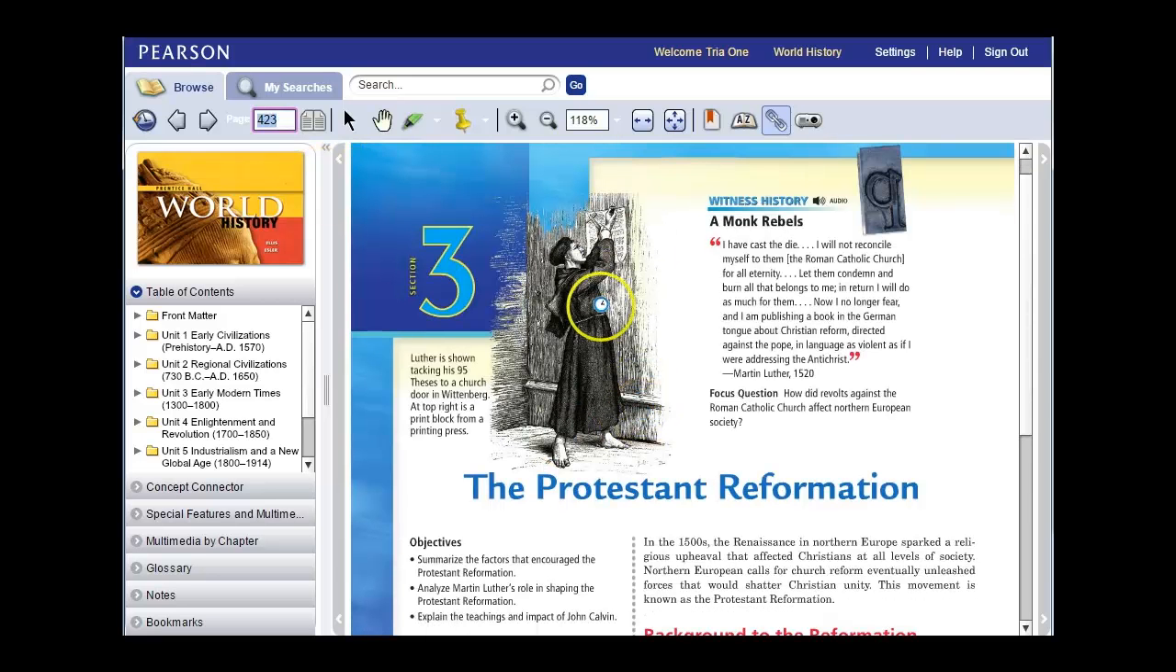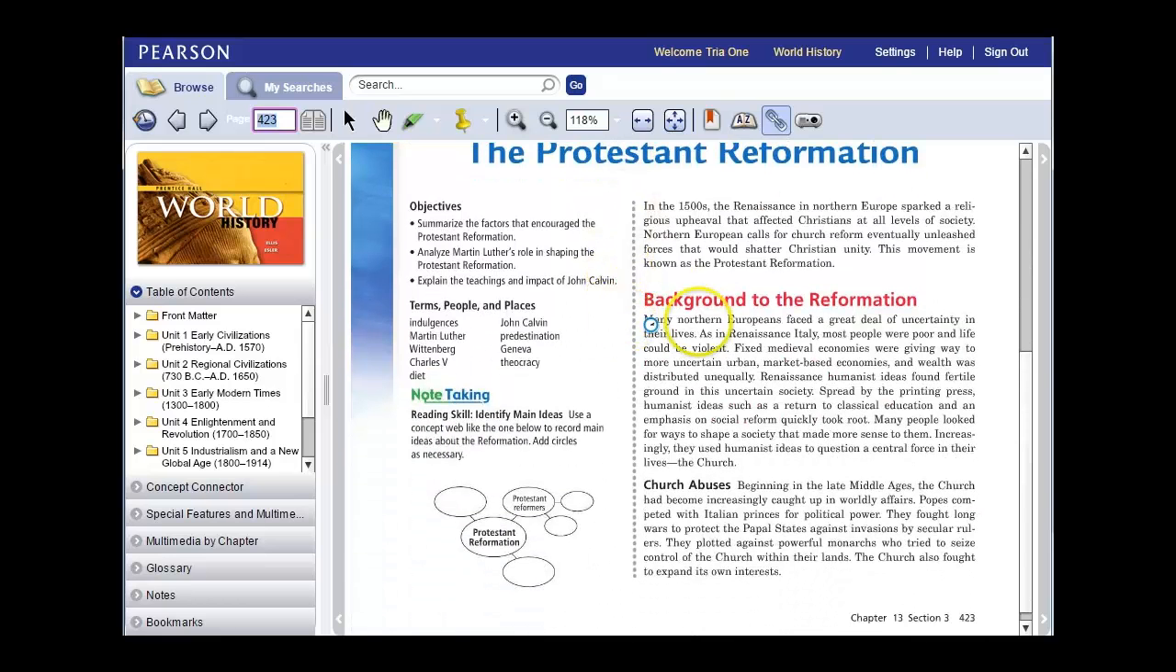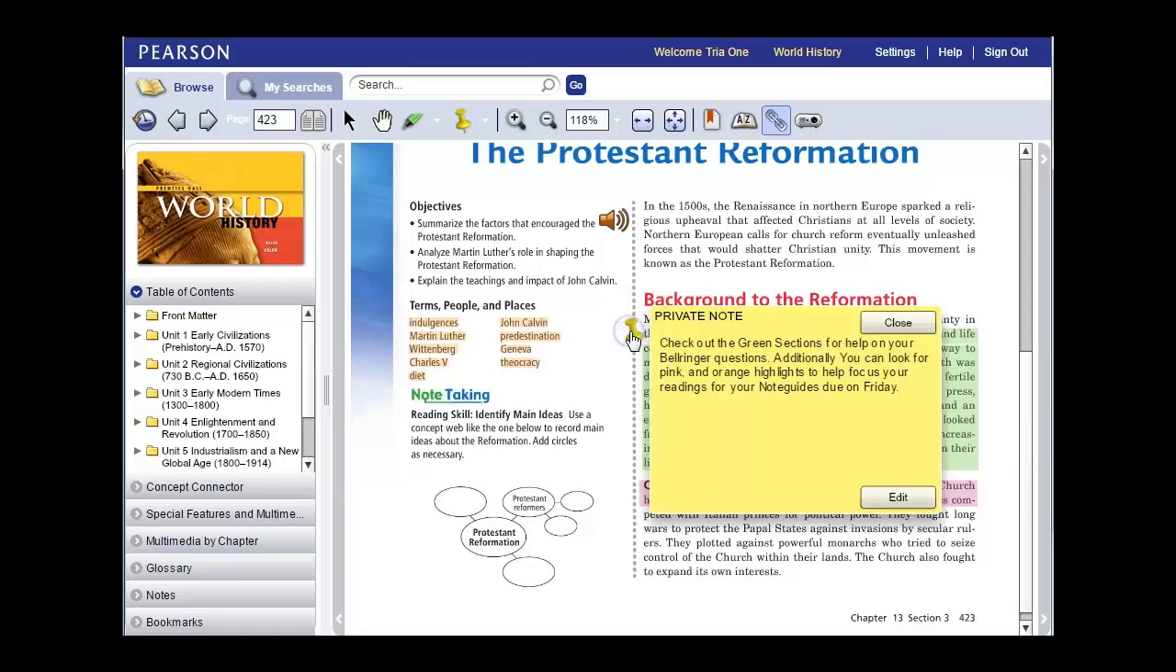You'll notice here's Luther's 95 Theses. So here's the background to the Reformation. Some of this stuff has been highlighted for you by me. There's some notes in here to help you out. If you click on the pin, it should give you a note. Double click, excuse me. Check out the green sections for help on your bell ringer questions.